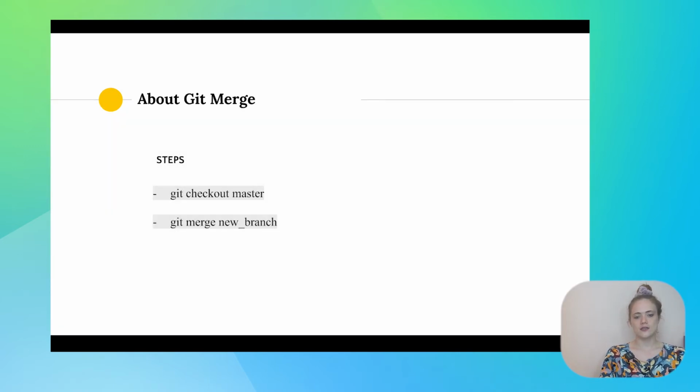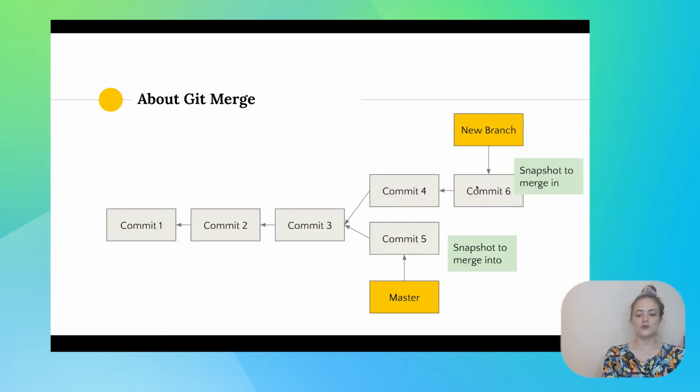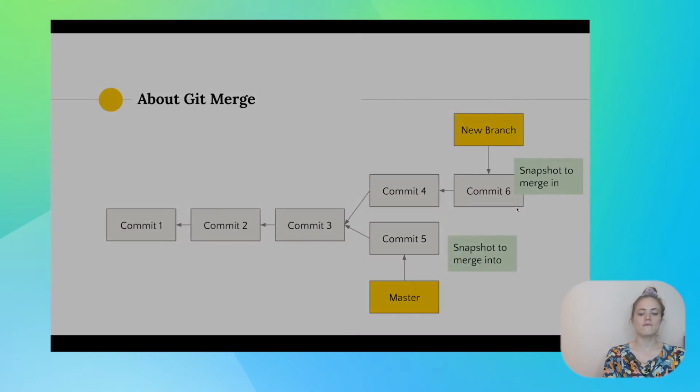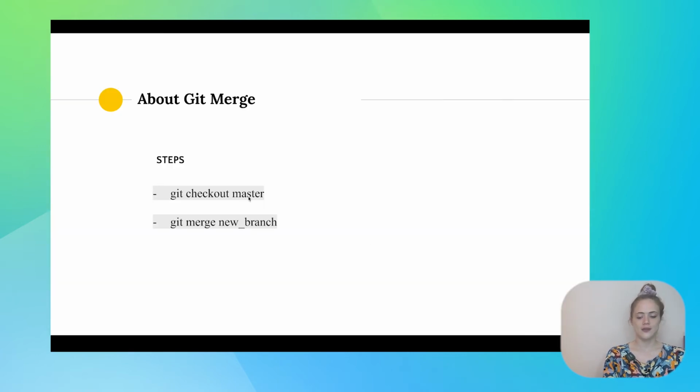But the step to do it is quite easy. What I want to do is go back to my master branch and then say, okay, I want to merge this one. And I want to merge what? My new branch. So I will put the name.